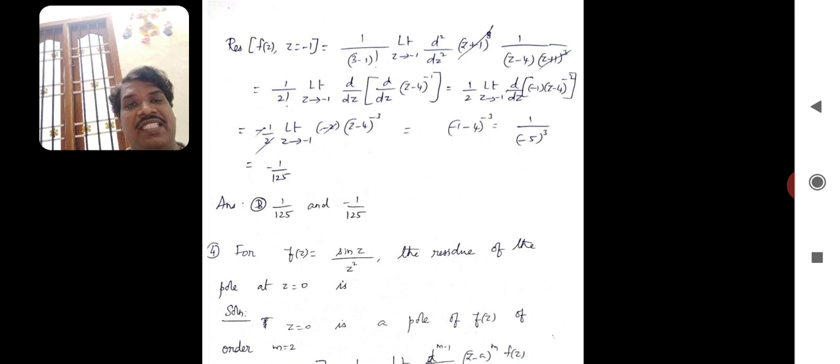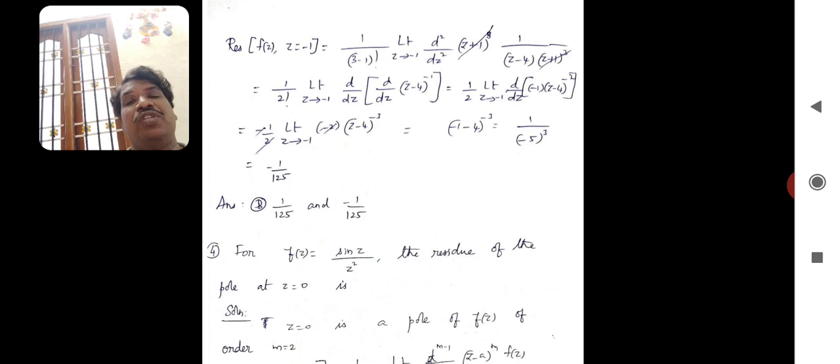So now we can replace z value by minus 1. So we will get minus 1 minus 4 power minus 3, that is minus 5 power minus 3. So if the power is negative, you are going to take the reciprocal of the base. Here the base is minus 5. So the reciprocal of minus 5 is 1 by minus 5. So 1 by minus 5 to the power plus 3. So minus 5 cube is minus 125. So therefore the residue for the second pole z equals minus 1 is minus 1 by 125.